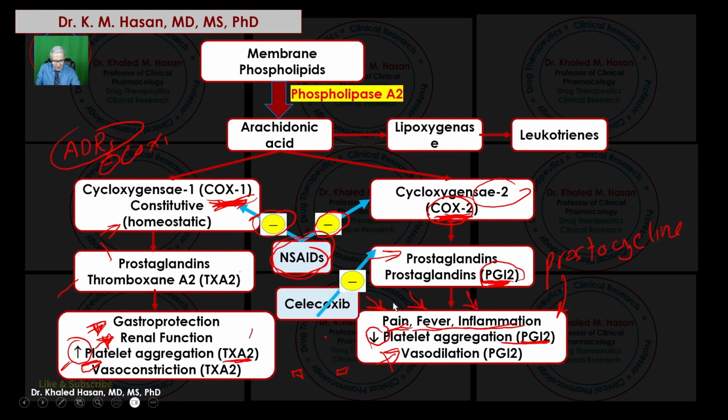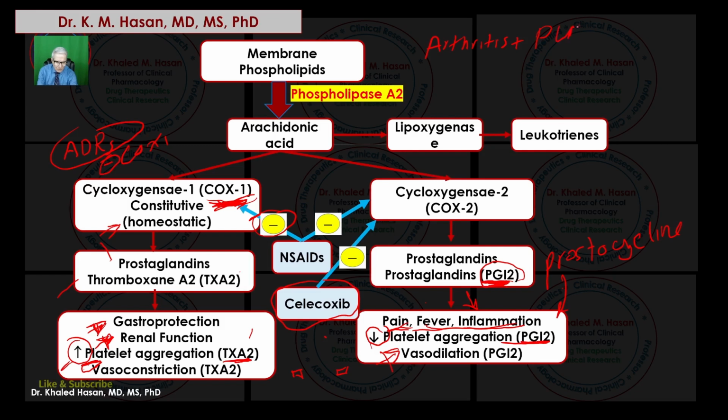Now the effect of celecoxib: celecoxib is a selective inhibitor of COX-2, and this provides benefit for patients with peptic ulcer disease, for example. So celecoxib is the drug of choice for patients with arthritis plus peptic ulcer disease, because this medication preserves the effect of prostaglandin on the GI system.